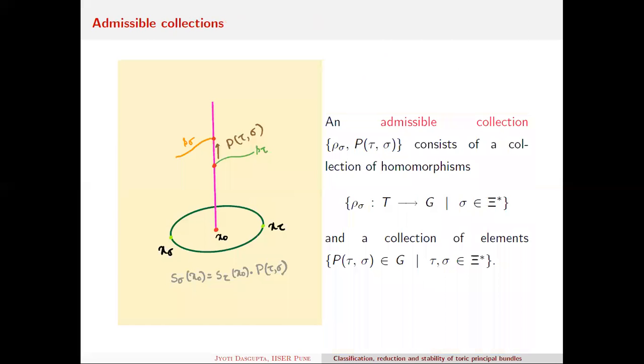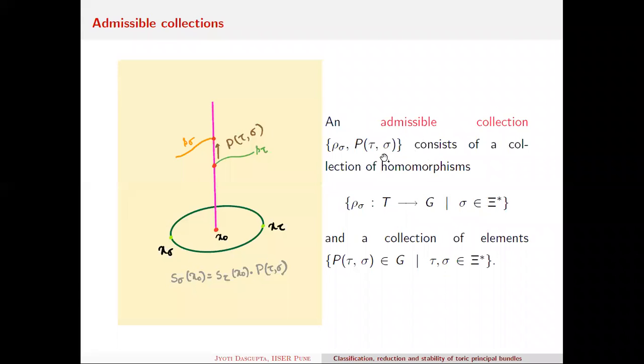So now what we define is a collection of some homomorphisms together with some elements of G, but how do we get hold of this? So for each affine piece X sigma, we had this section s sigma, and now over x naught, they will differ by some element of G that we call p tau sigma.